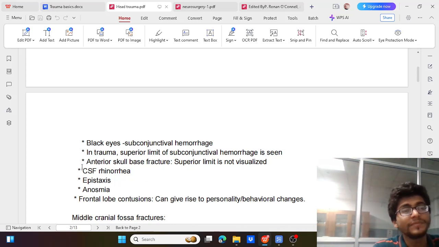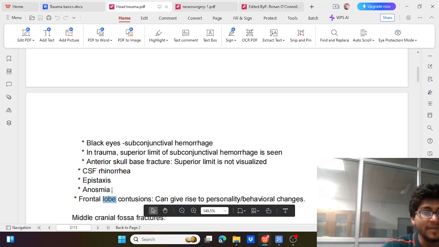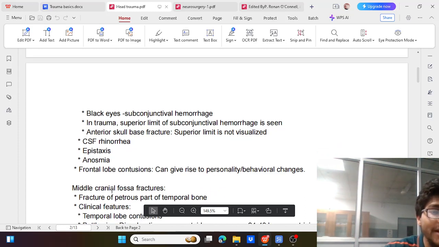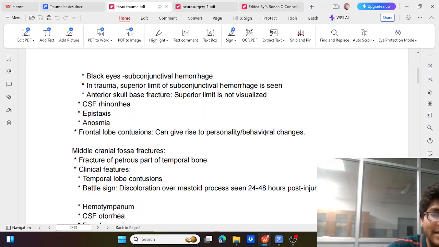So if there is fracture, the superior limit of the subconjunctival hemorrhage is not visualized. There could be CSF rhinorrhea, like CSF coming through the nose, or bleeding from the nose, epistaxis, loss of sense of smell, that is anosmia, and frontal lobe contusion. If the frontal lobe is contused or injured, it can give rise to personality or behavioral changes, because it is responsible for maintaining personality and behavior. So the patient will behave like a psychotic or psychiatric patient.